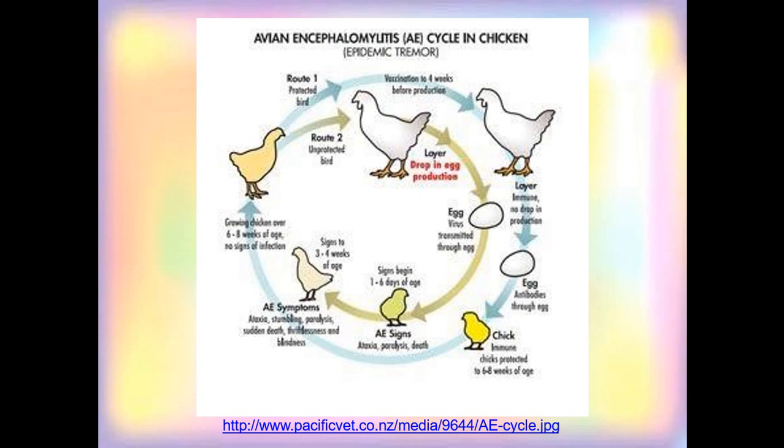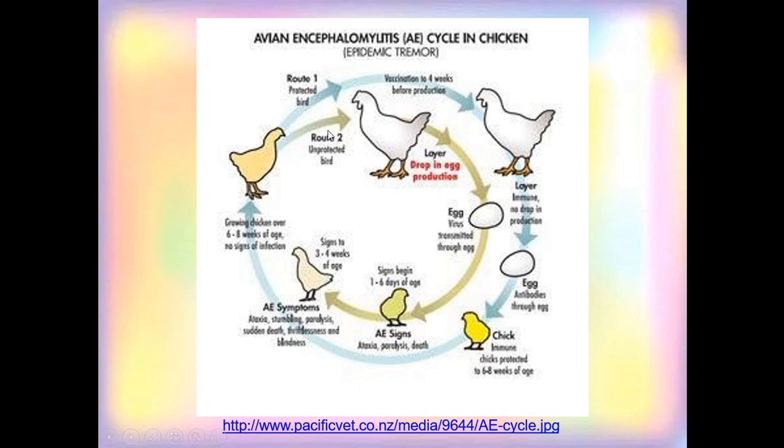Okay, this is the cycle of avian encephalomyelitis in chicken. So usually for healthy chicken, the hen is vaccinated 4 weeks before egg production. Therefore, the chick will be free from the disease. The hatched chick will be free from the disease. However, if they become infected after hatch, it would be due to horizontal transmission.